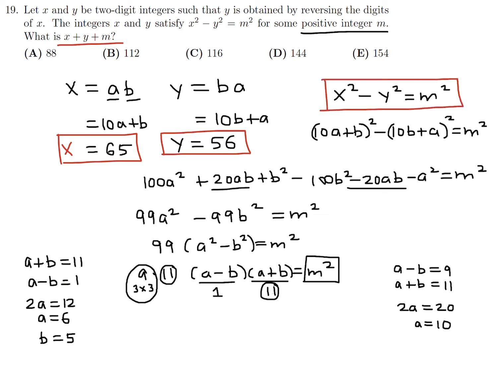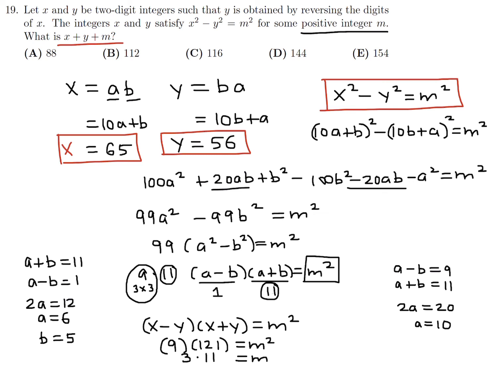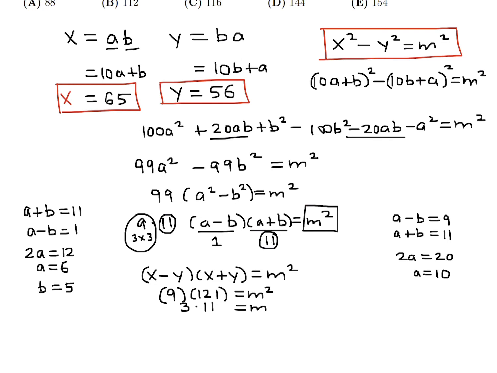Well, m is here. It's x squared minus y squared. You can probably do this pretty quickly. X squared minus y squared is actually x minus y times x plus y, right? If you factor it out. Since this is x and this is y, x minus y is 9. X plus y looks like 121. And then if we want m, take the square root of both sides, so 9 times 11. And therefore m is 33.